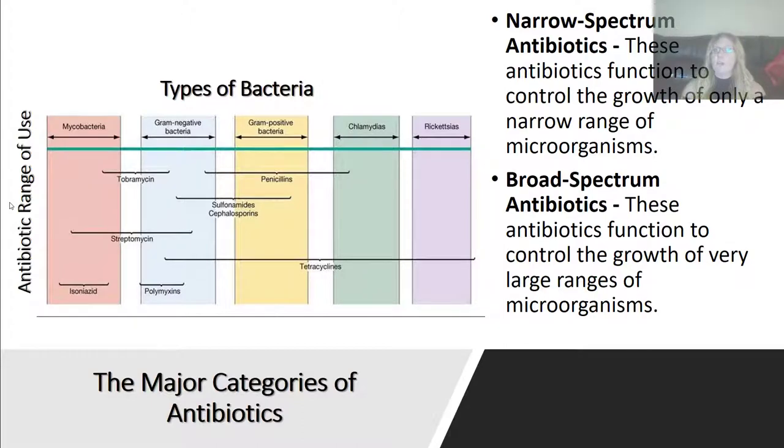You may have also heard of narrow spectrum antibiotics and broad spectrum antibiotics. And the difference here basically just means that narrow spectrum antibiotics are going to work on a more narrow range of microorganisms than broad spectrum antibiotics, which are going to work on a much larger range of microorganisms. And here's a chart to just kind of give you a visual of what they mean by narrow spectrum versus broad spectrum. So a lot of times if they're not sure about the microorganism that is causing the symptoms and signs that a patient is experiencing, sometimes they'll put the patient on a broad spectrum antibiotic.